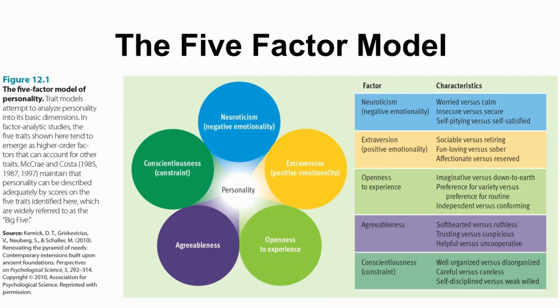And then again, if you score low on this, maybe you're more likely to follow the lead of others. You're a little bit more down to earth and less imaginative and free thinking. Maybe you have a preference for routine. So again, spectrums here. Agreeableness is looking at, are you soft-hearted, trusting, and helpful, or are you more ruthless, suspicious, and uncooperative? And then conscientiousness, are you well organized and careful and self disciplined, or are you going to be more disorganized and careless, maybe less strong willed?